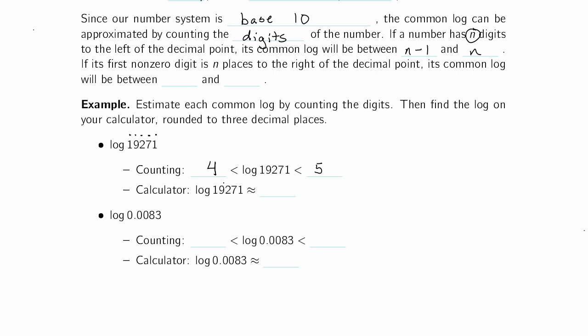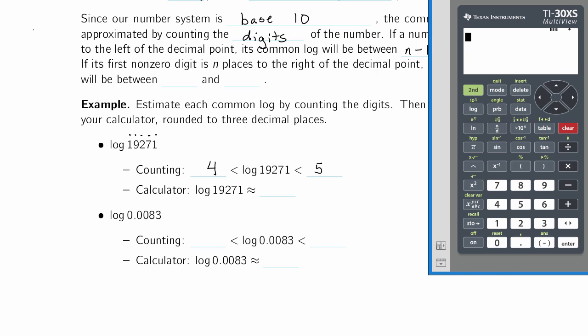In fact, if we put that into the calculator, we see that the log of 19271, that is indeed 4 and a bit. It's 4.285. So a number between 4 and 5.